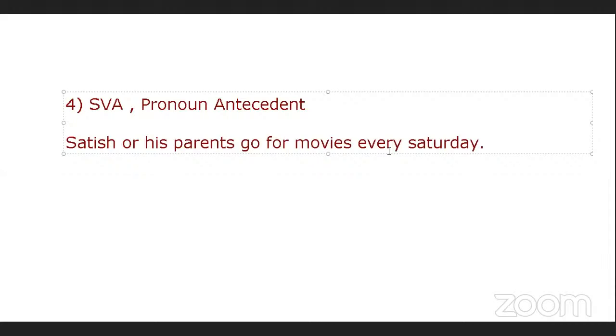Okay. Now let us, with the same sentence, put some more additions and take some other rules as well. Satish or his parents. Is it a correct sentence, guys? Consider all the aspects, okay? Satish or his parents go for movies every Saturday in his car.